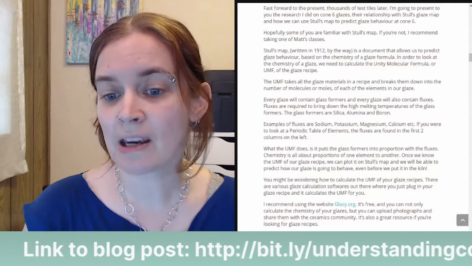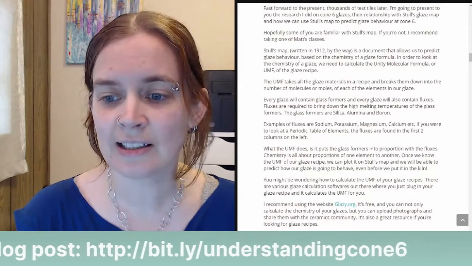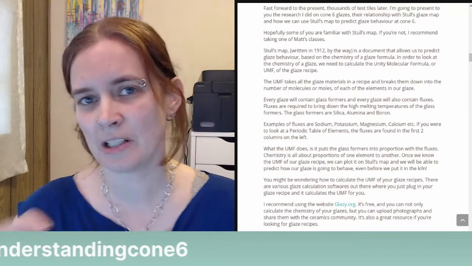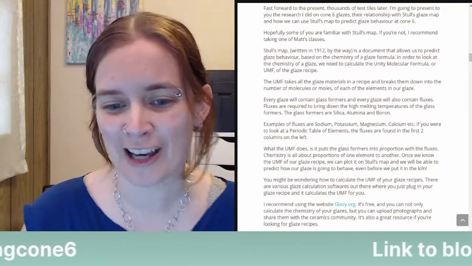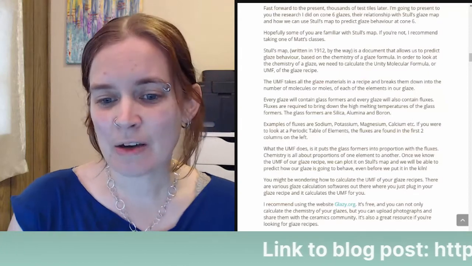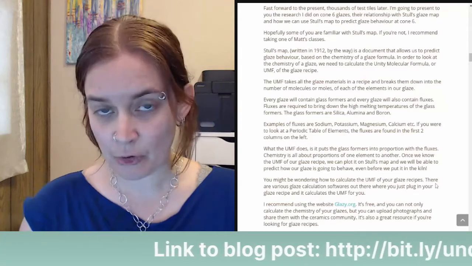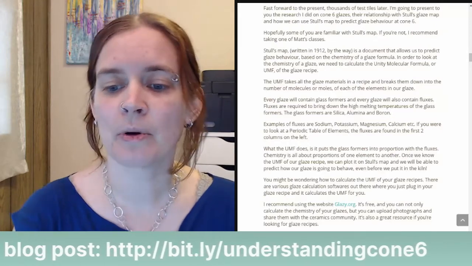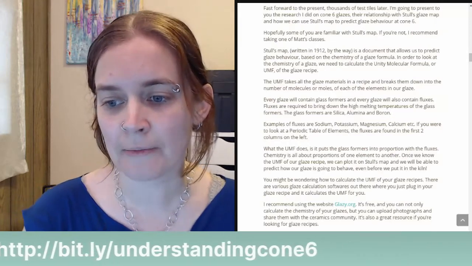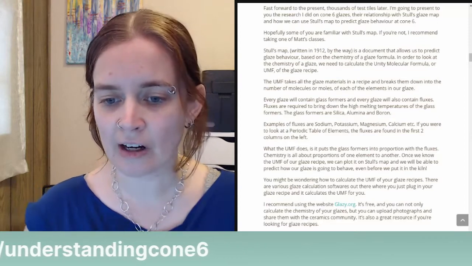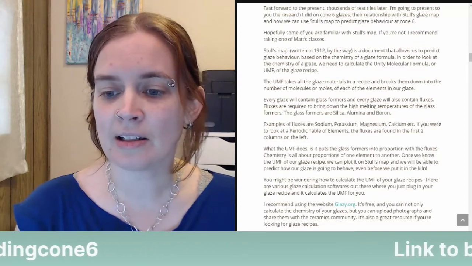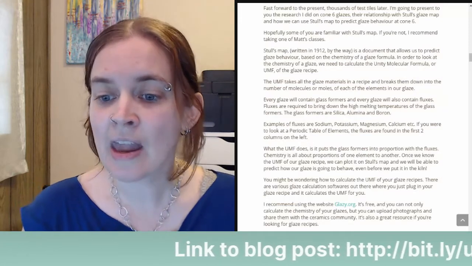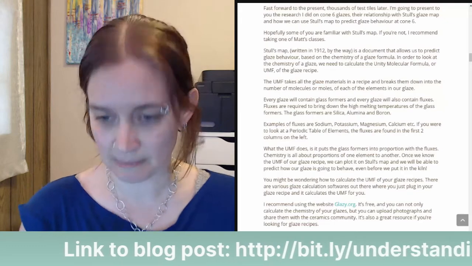If you were to look at the periodic table of elements, the fluxes are found in the first two columns on the left, plus zinc, which is over on the right, but zinc's also a flux. What the UMF does is it puts the glass formers into proportion with the fluxes. Chemistry is all about proportions of one element to another. Once we know the UMF of our glaze recipe, we can plot it on Stull's map, and we will be able to predict how our glaze is going to behave even before we put it into the kiln.